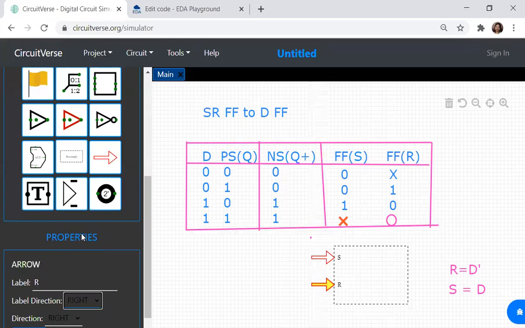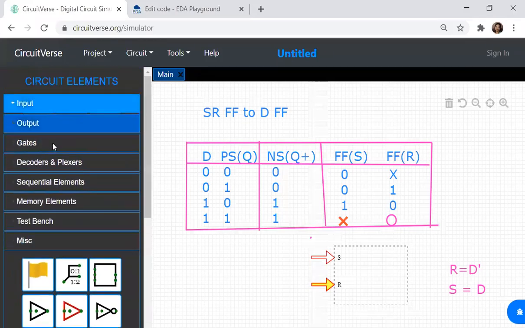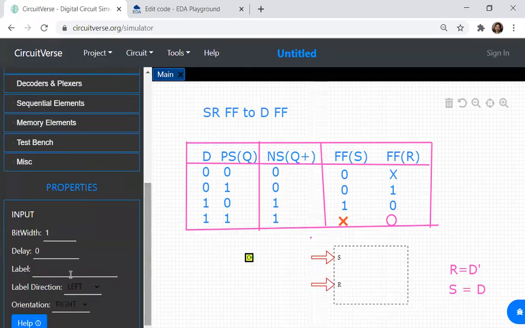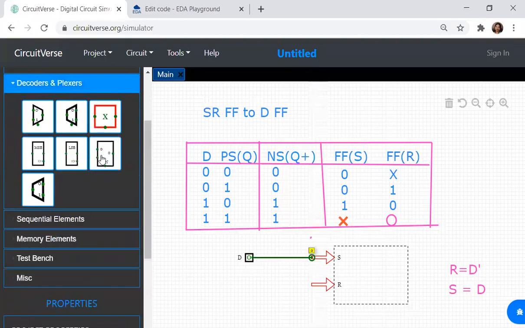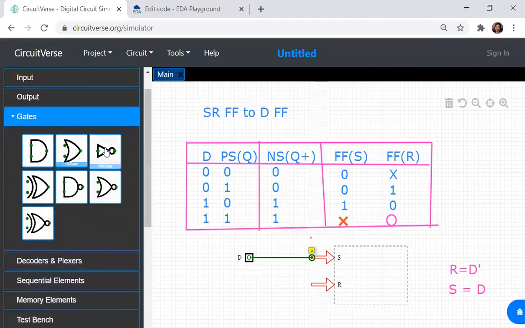That means my real input is a D input. So this is my D input, real input D. Now what does it tell? To my S terminal, D goes directly. To my R terminal, what is happening? D is given to a NOT gate and D bar goes to the R terminal. Clearly it is telling that to R, D bar goes as the input.